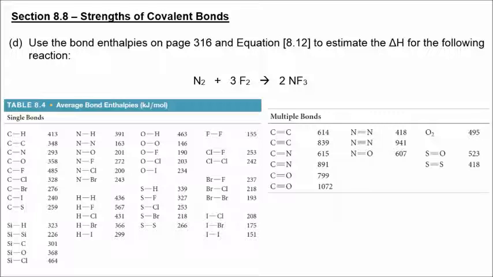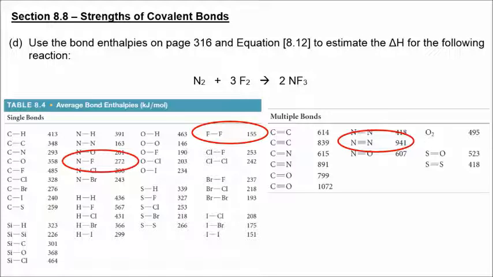So let's go find nitrogen. It's going to be a triple bond between nitrogen and diatomic nitrogen. Let's go find a single bond between the fluorines and a single bond between nitrogen and fluorine. So we need these numbers, 941, 155, and 272 to do our calculations.